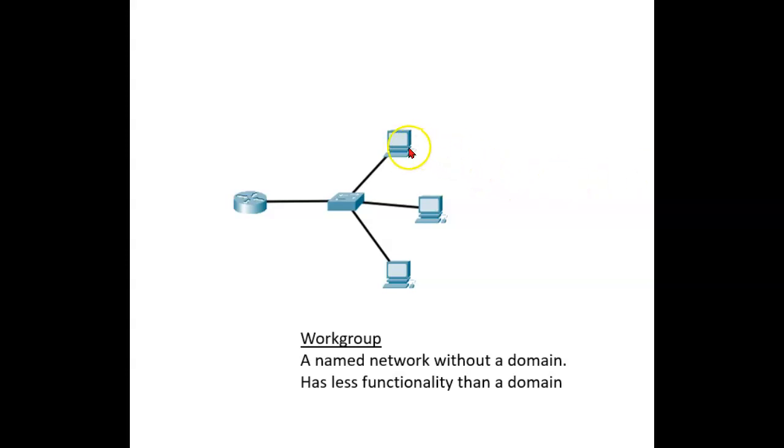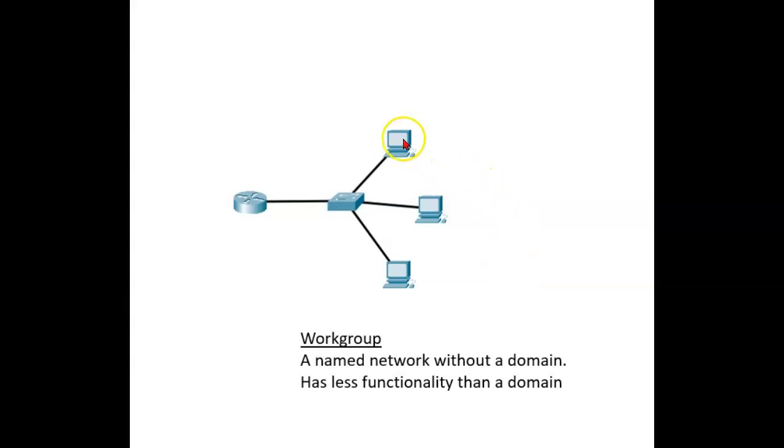I have a network here that does not have a domain controller. This is a small home network. It's all on one IP network, and it has 3 computers but no servers. So because it has no servers, it can't have a domain controller.